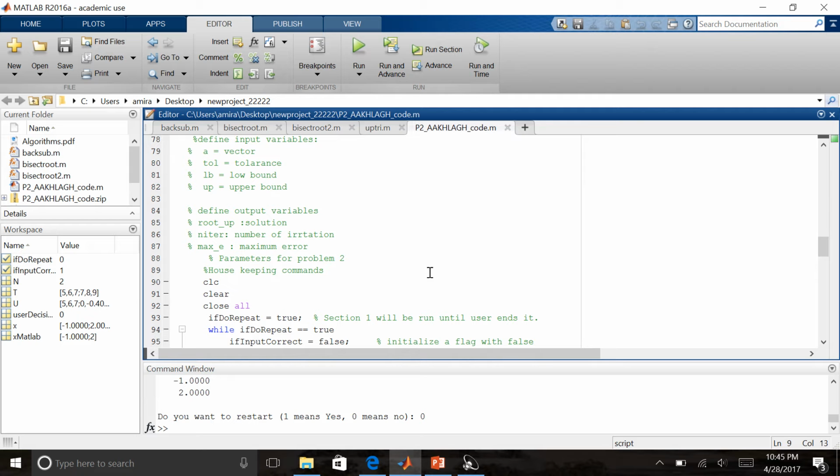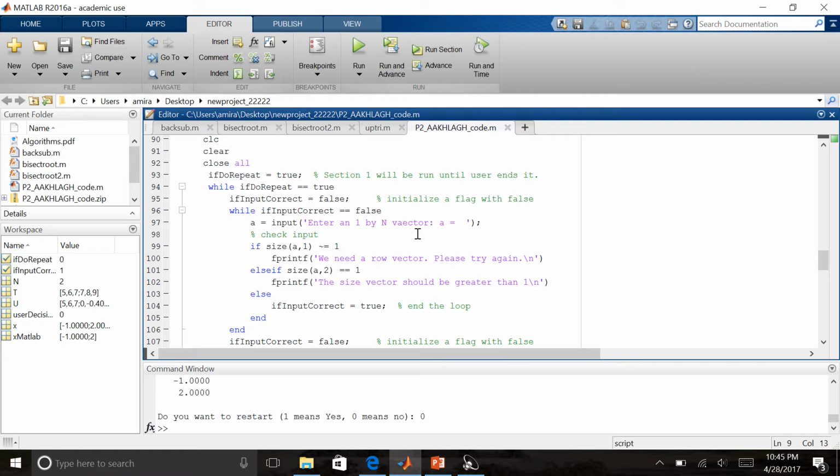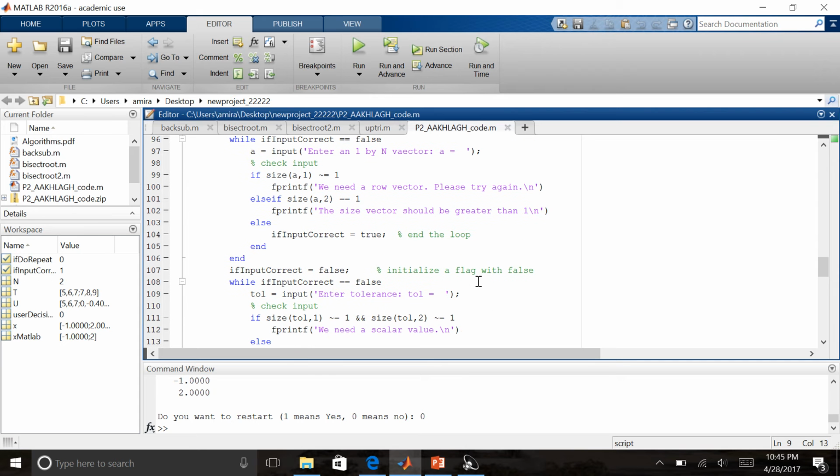So we start with housekeeping commands, of course, and again we start with this while loop in which we're going to input a 1 by 1 vector. So here, if we don't have this, this size here is going to say that the row needs to be a row vector, so we're going to try again. And if we have a size that's too large, the size vector should be greater than 1 in this case. So, and then in the end, if we have it correct, we end the loop.